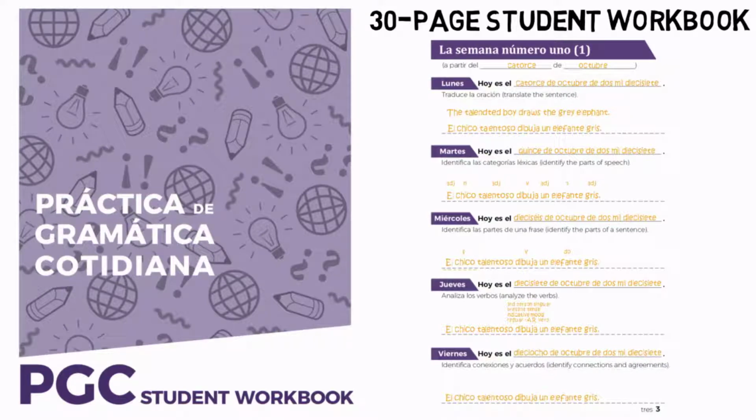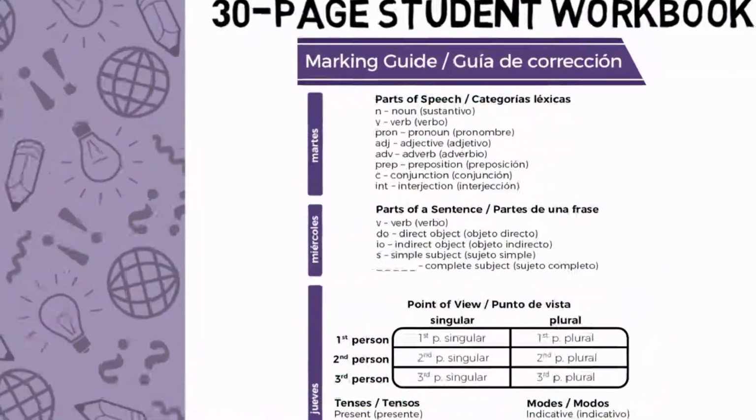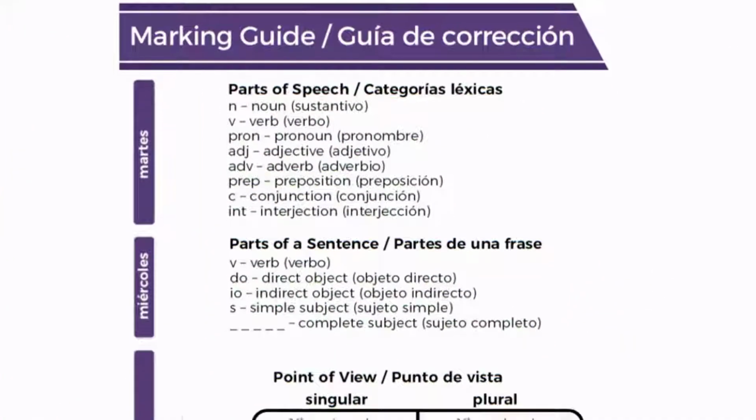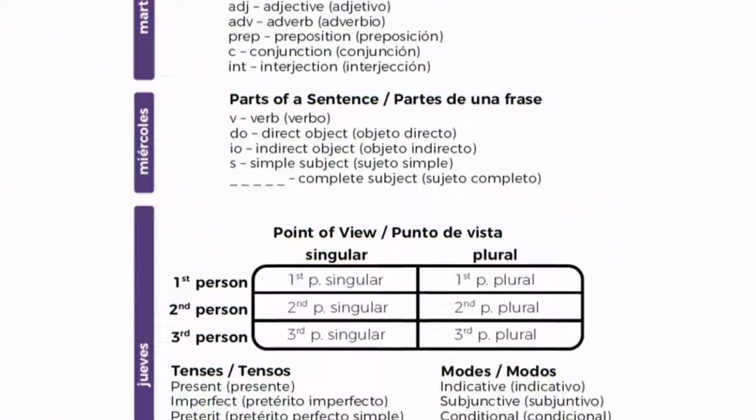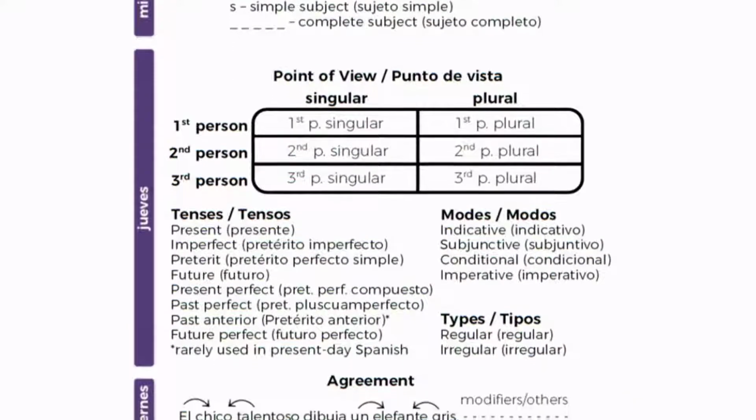One of the best things is the marking guide. It explains to students what they need to do, how to mark the parts of speech on Monday, the parts of the sentence on Tuesday, how to analyze verbs on Thursday, and then how to mark the agreement on Friday.